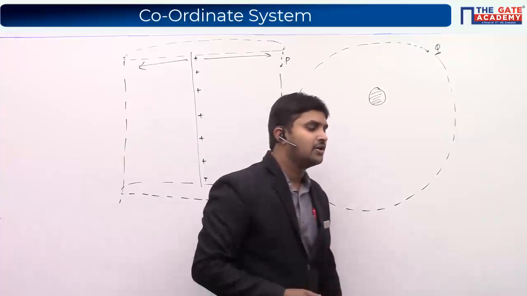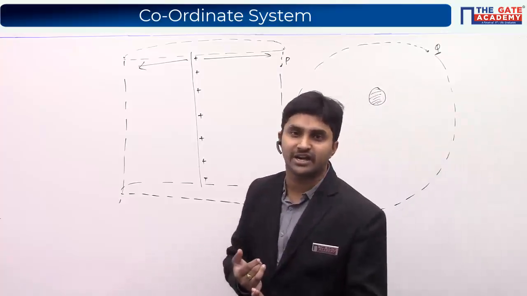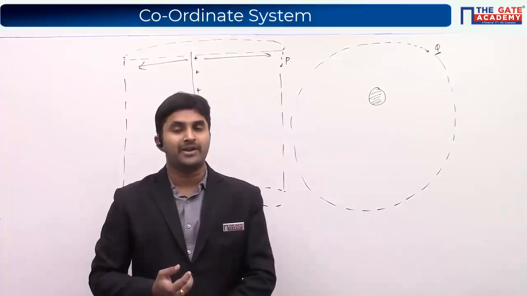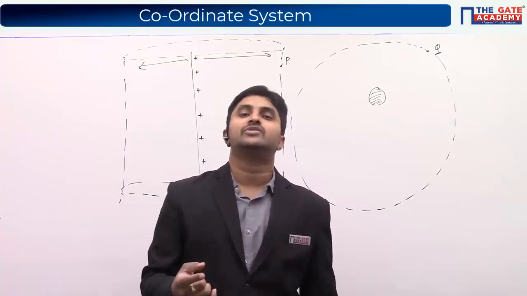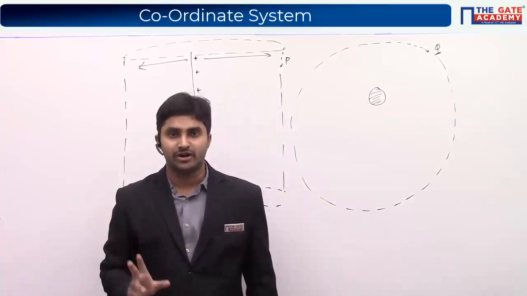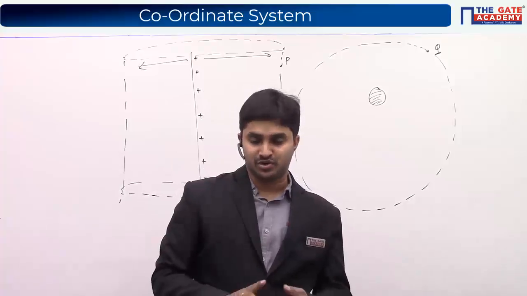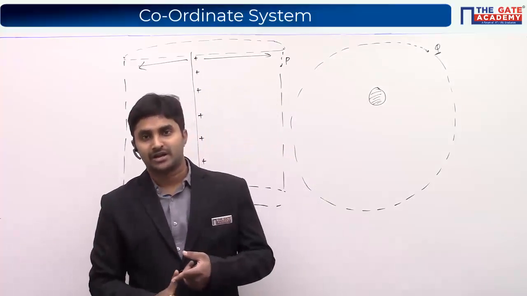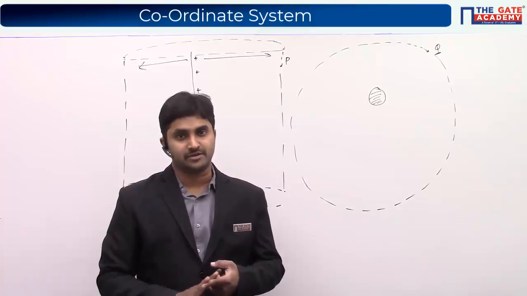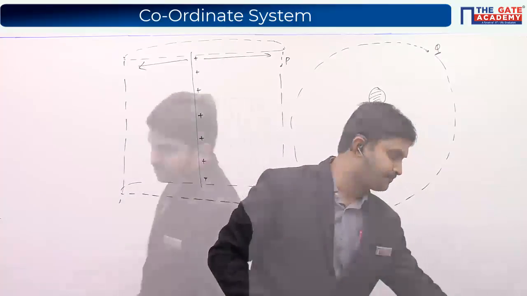So majorly what we are going to discuss here is, of course, the Cartesian coordinate system, which we are well aware of, and then we will be going into the other coordinate system which we are going to call the cylindrical coordinate system, and the third one is the spherical coordinate system. So we are going to have three coordinate systems: one, Cartesian, two, cylindrical, and three, spherical. These are the three coordinate systems that we are going to learn in this particular class.